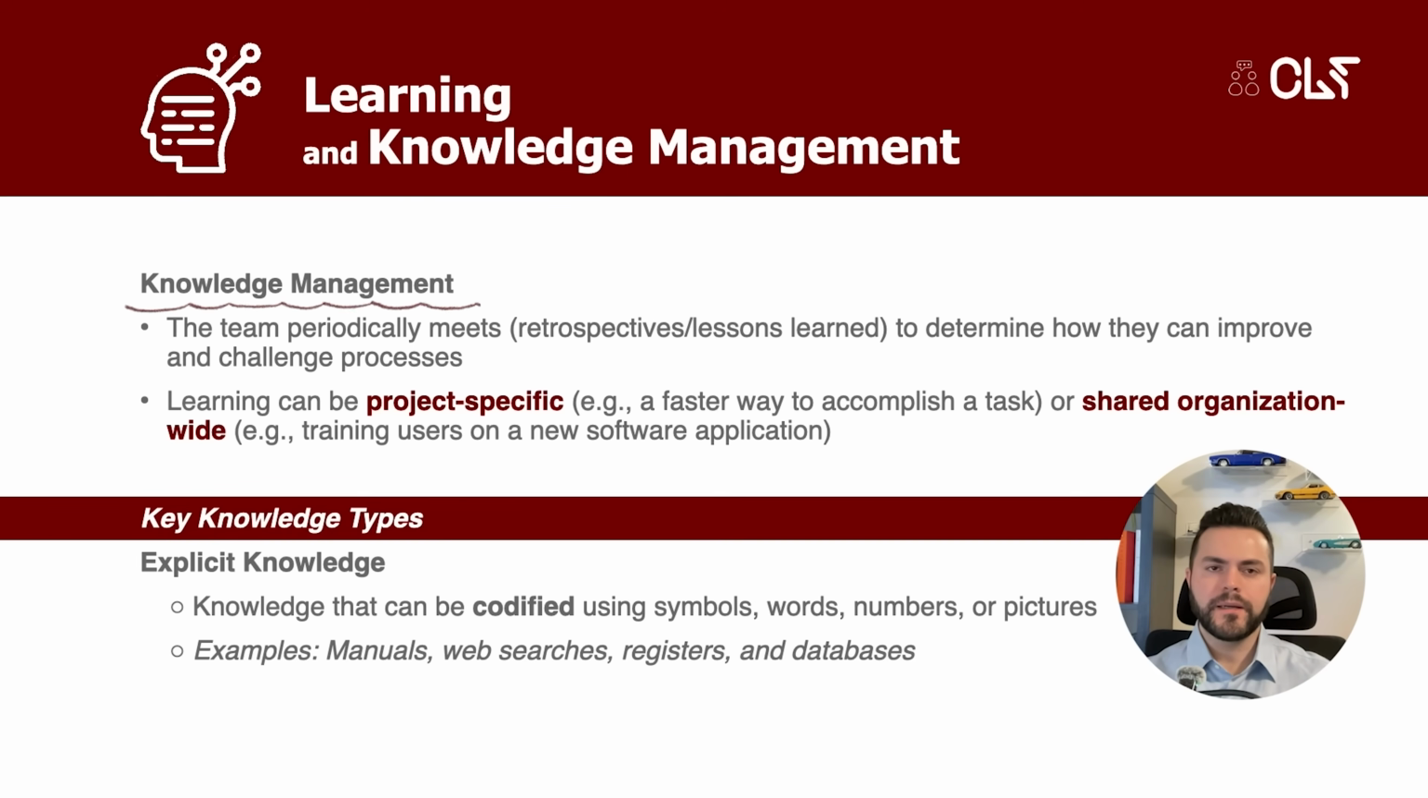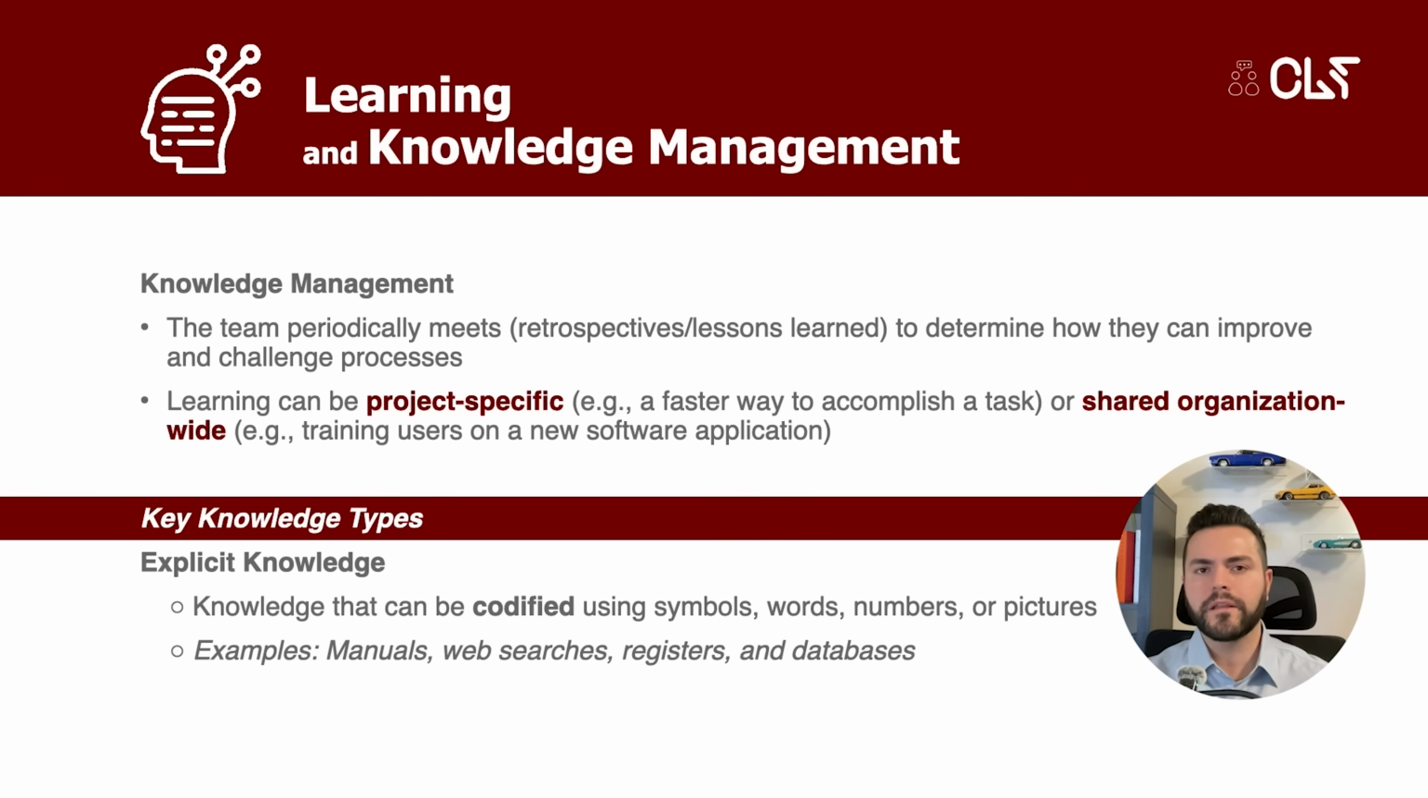After monitoring changes and improving them, we need to talk about knowledge management, which is an important element of continuous improvement. The project team should periodically meet using retrospectives or lessons learned meetings to determine how they can improve and challenge processes. Learning can be specific to the project, such as finding a faster way to accomplish a particular task, or it can be shared organization-wide, such as training users on a new software application.